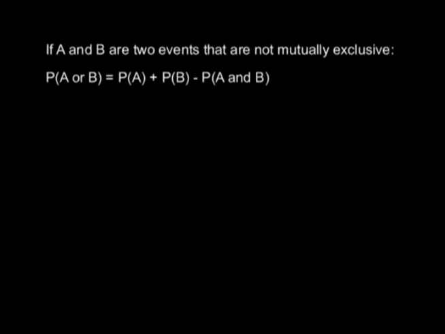If A and B are two events that are not mutually exclusive, then the probability of A or B will equal the probability of A plus the probability of B minus the probability of A and B.